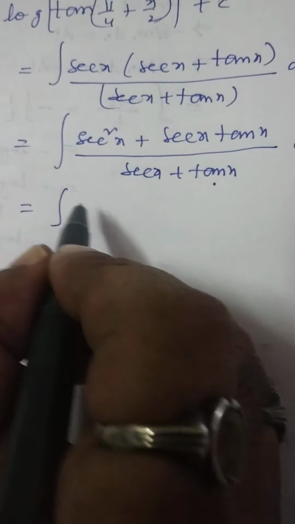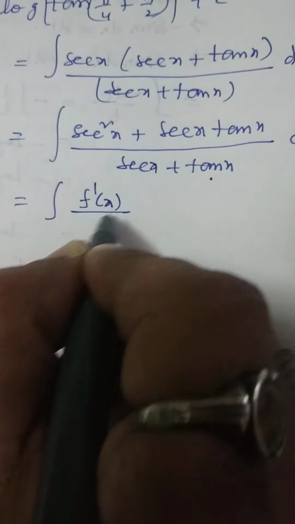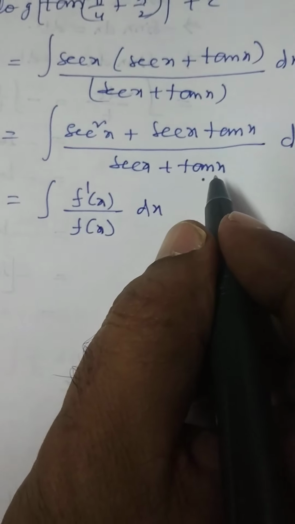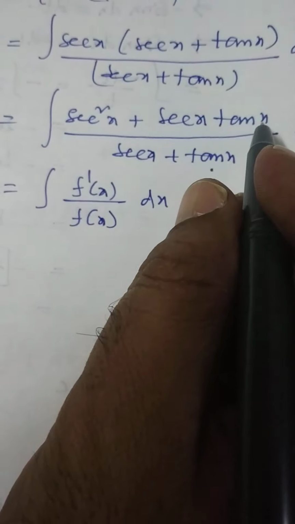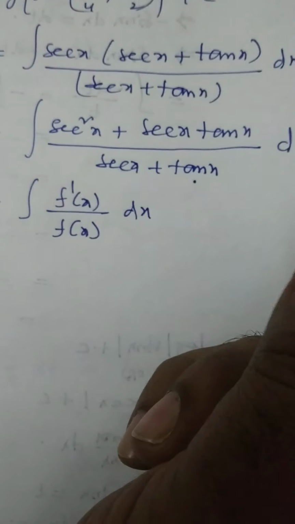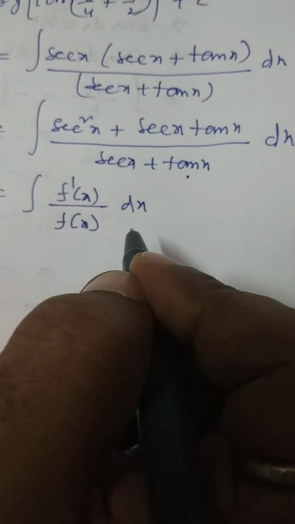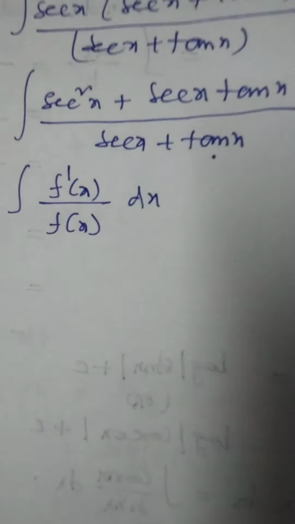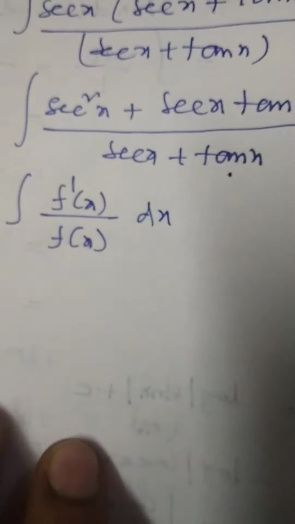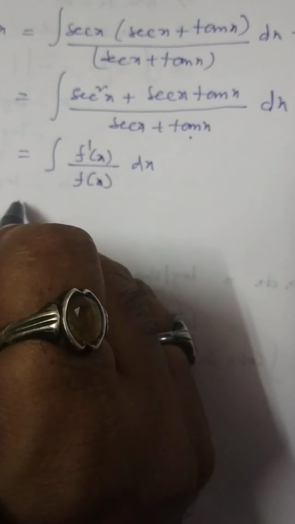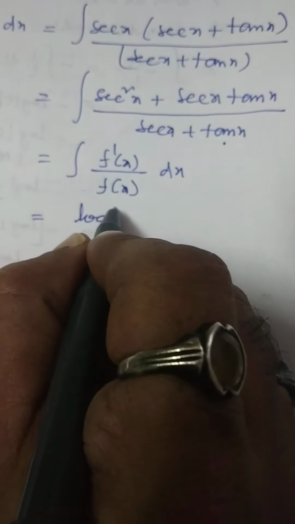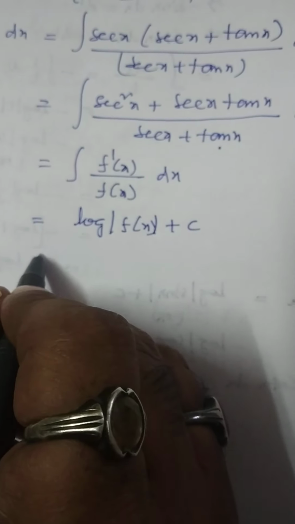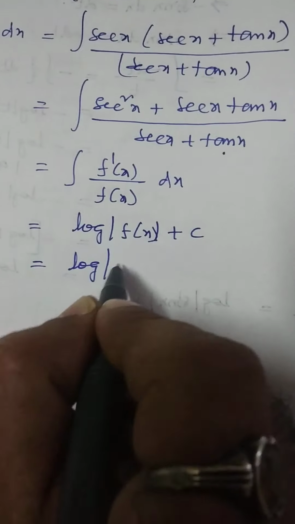Means this is in the form of integration of f dash of x by f of x dx. Now I am not going to write that; assume this as t, then you are going to get dx is equal to dt, again I am not writing that. So we got the standard form, integration of f dash of x by f of x dx, which is equal to log of f of x plus c. We have that formula. Okay, so log of f of x is what?